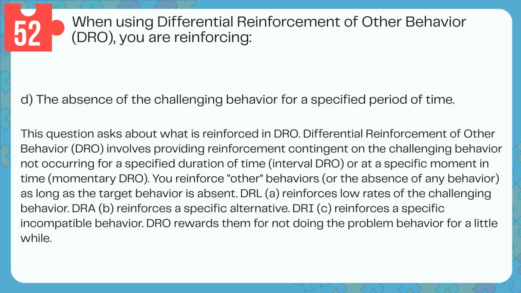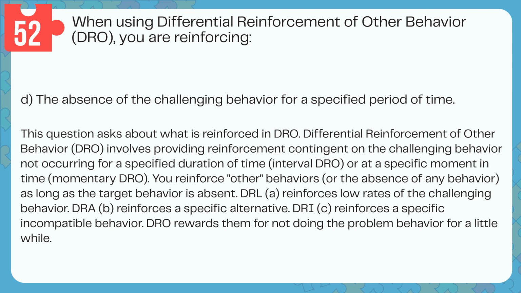Answer D. The absence of the challenging behavior for a specified period of time. This question asks about what is reinforced in DRO, differential reinforcement of other behavior. DRO involves providing reinforcement contingent on the challenging behavior not occurring for a specified duration of time, interval DRO, or at a specific moment in time, momentary DRO. You reinforce other behaviors, or the absence of any behavior, as long as the target behavior is absent.